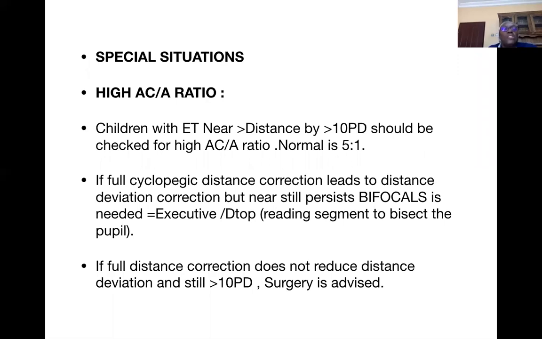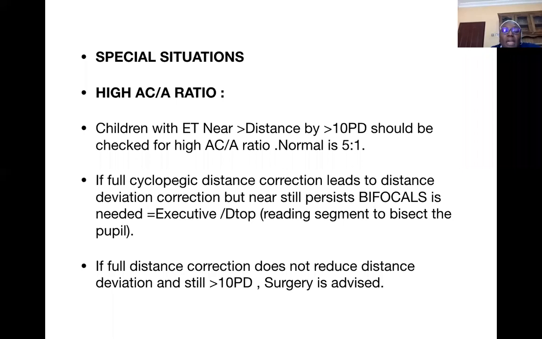Then another special situation that needs spectacle prescription is those with a high ACA ratio. Normally, in such a condition, the esotropia at near is more than that at distance, normally by more than 10 diopters. The normal ratio is 5:1. But if it is greater than that, then you have to do a cycloplegic refraction.